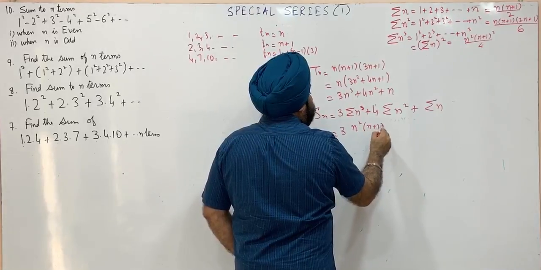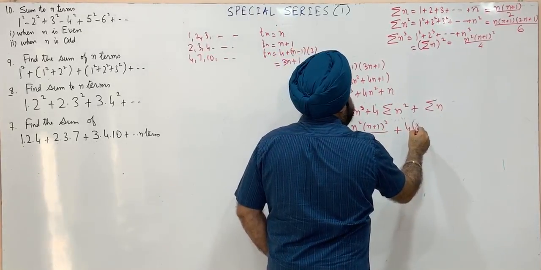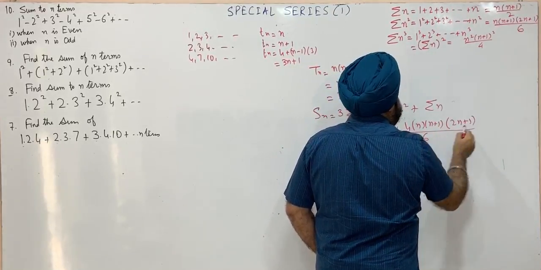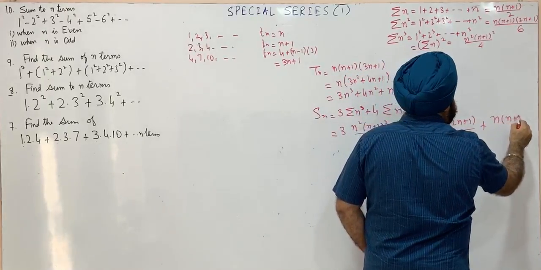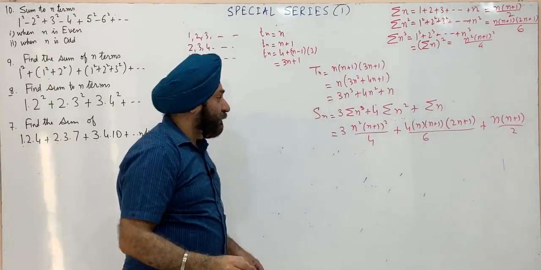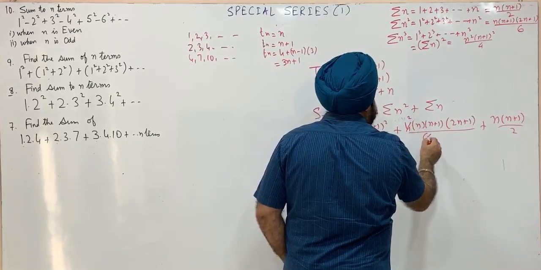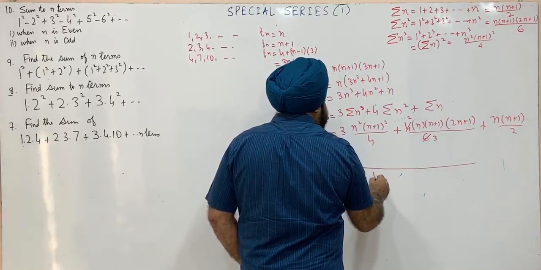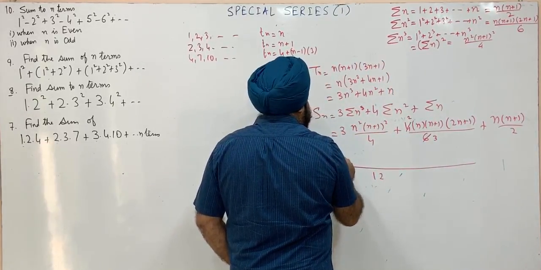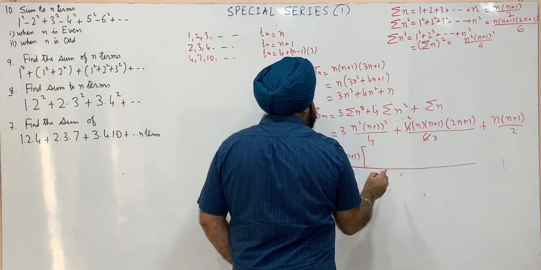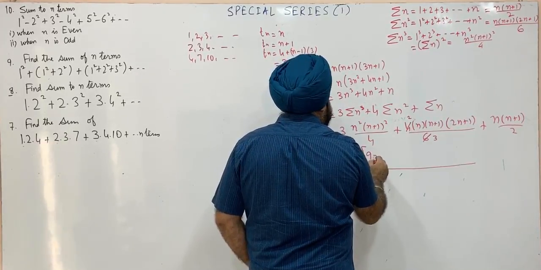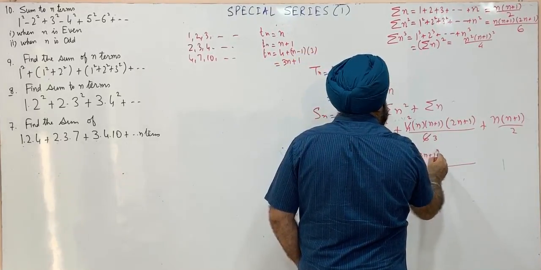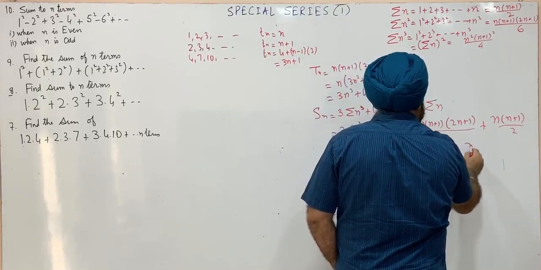Sigma n cube is n square, n plus 1 square upon 4. Sigma n square is n, n plus 1 into 2n plus 1 upon 6. Sigma n is n into n plus 1 upon 2. We must simplify the answer. This is 2, this is 3. We take the LCM, which is 12. We take n into n plus 1 common. So we will have 3 into 3, 9 into n plus 1, plus 8 into 2n plus 1, and plus 6.